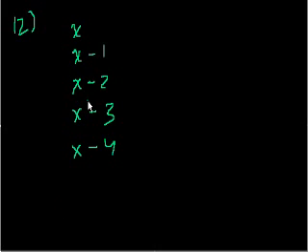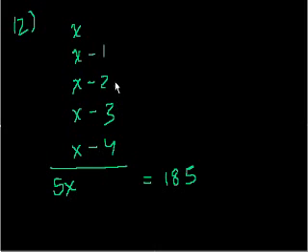x is the largest, and they're telling us that the sum is 185. So the sum is equal to 185. So what is this sum? How do we sum these up? So we have 5 x's, so we get 5x. And then what's minus 1, minus 2, minus 3, minus 4? So 1 plus 2 is 3. 3 plus 3 is, this is where I always mess up, 6. 6 plus 4 is 10. So you get 5x minus 10 is equal to 185.